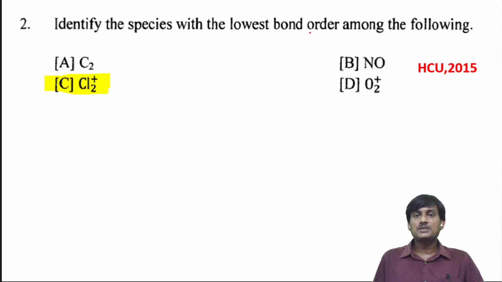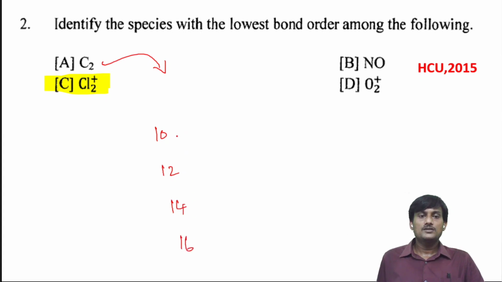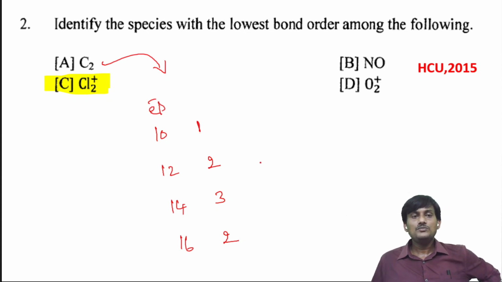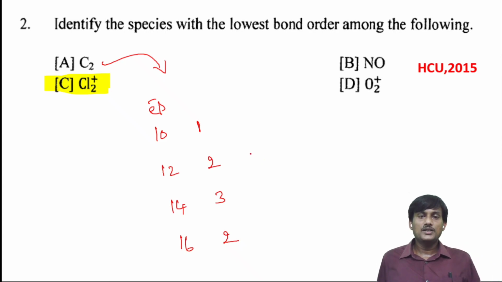Identify the species with the lowest bond order among the following. Let's take electron counts 10, 12, 14, 16. With 12 electrons we have bond order 2, with 14 electrons we have bond order 3, and with 10 electrons we have bond order 1. In C2 we have bond order 2, and NO is a 15 electron species, so it will be in between 2 and 3, so NO is 2.5.